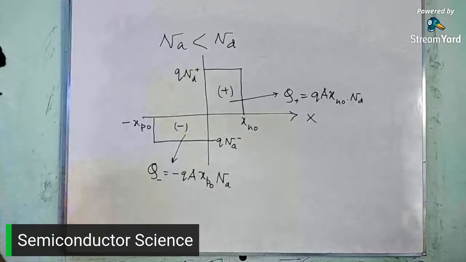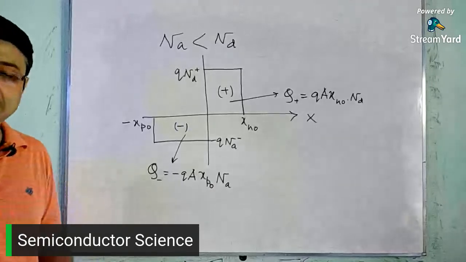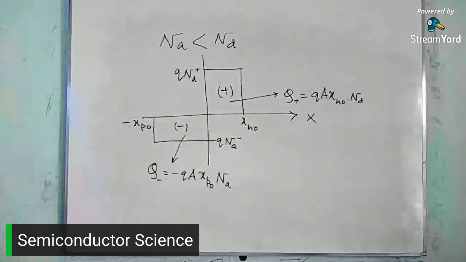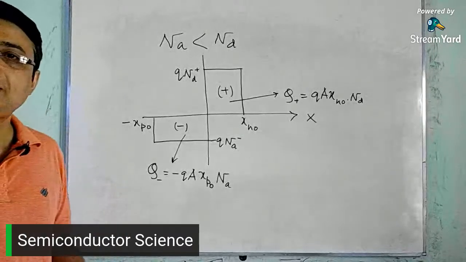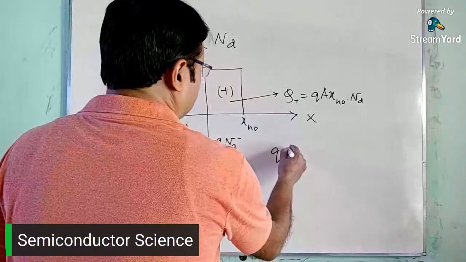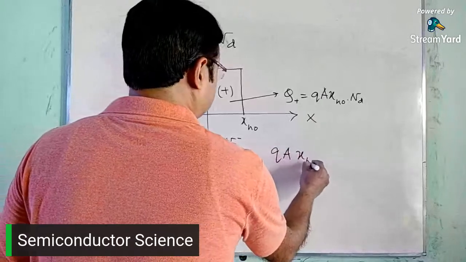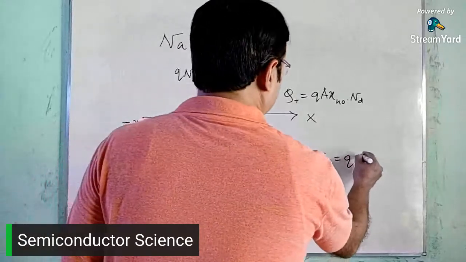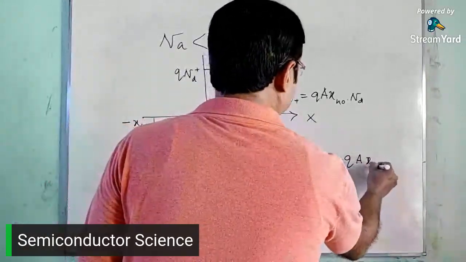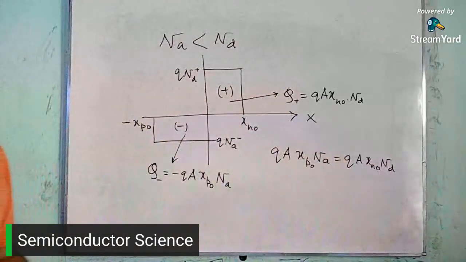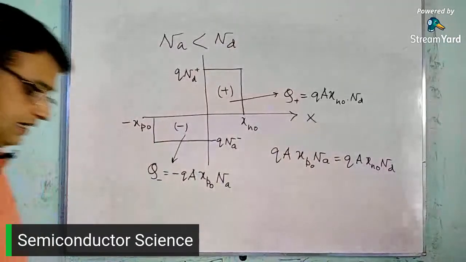Fine. So for a sample of cross-sectional area capital A, the total uncompensated charge, that is capital Q plus and capital Q minus, on either side of the junction is q capital A xp0 Na, and that must equal q capital A xn0 Nd. So this is the case Q plus equals Q minus.